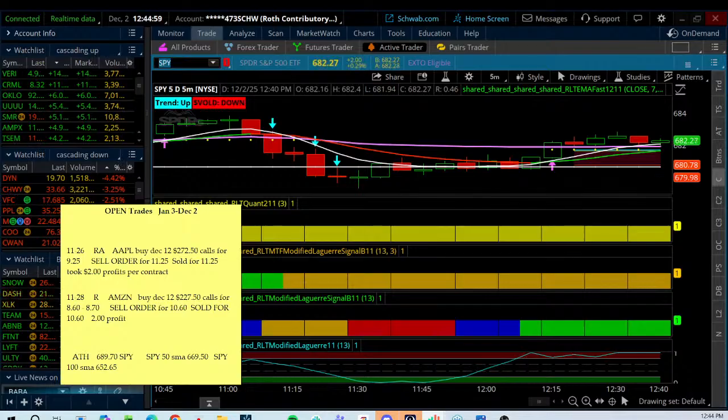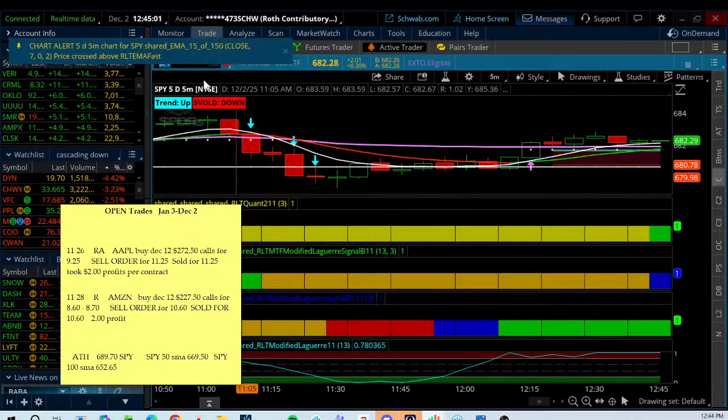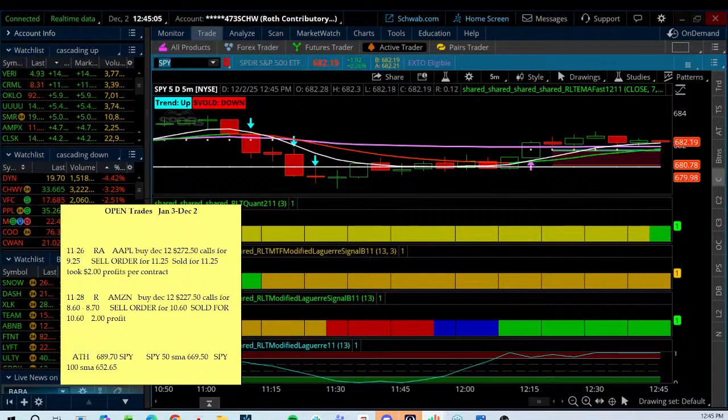SPY pulled back to the VWAP, and the 8 is just sitting right there. Again, very, very terrible price action here. Terrible.